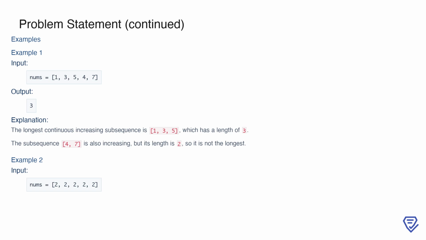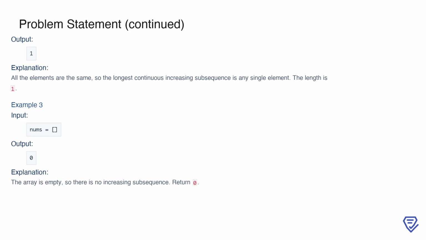In the first example, the input array is 1, 3, 5, 4, 7. The longest continuous increasing subsequence in this array is 1, 3, 5. This subsequence has a length of 3, and it satisfies the strictly increasing condition, as each number is greater than the one before it. While 4, 7 is another increasing subsequence, its length is only 2, so it's not the longest. Therefore, the output for this example is 3.